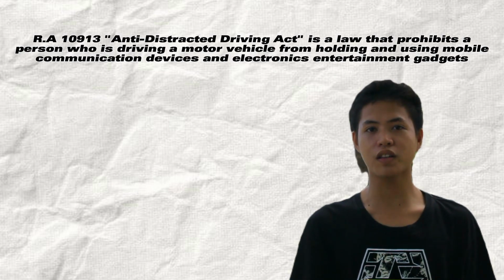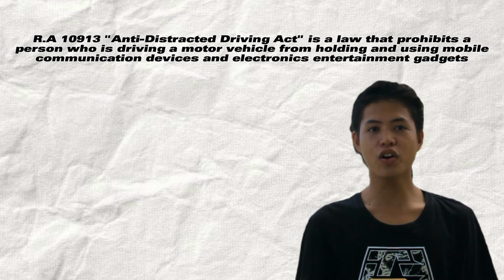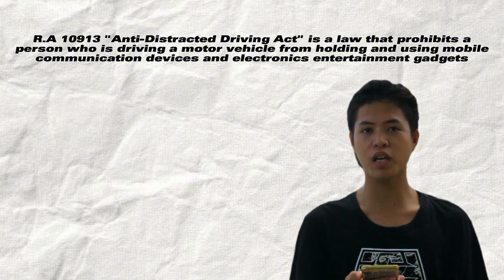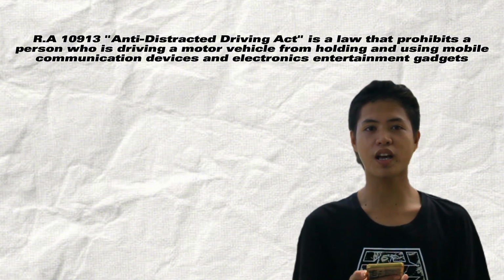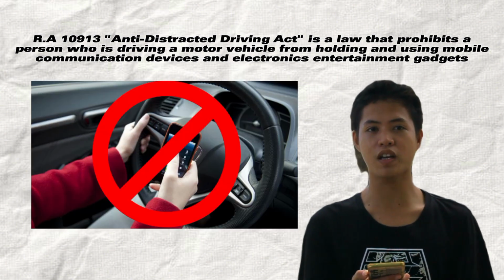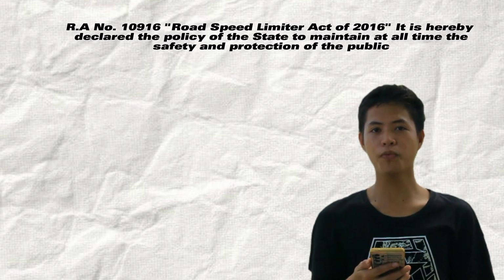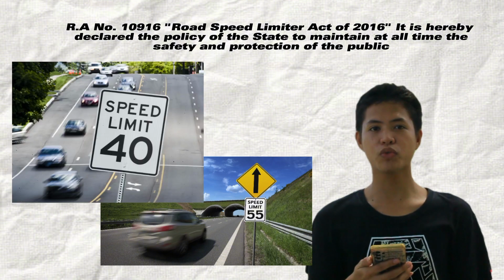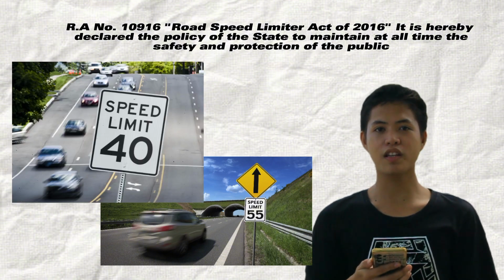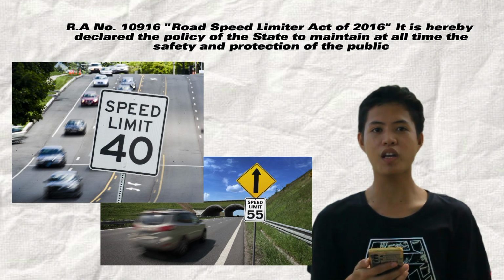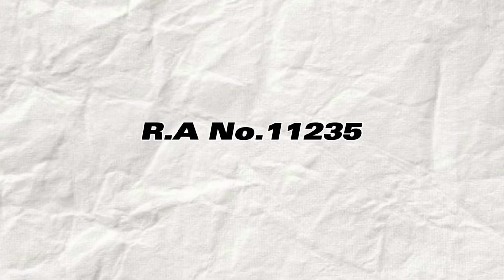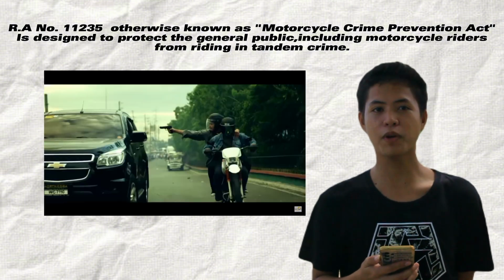Republic Act number 10913, the Anti-Distracted Driving Act. It is a law that prohibits a person who is driving a motor vehicle from holding and using a mobile communication device and electronic entertainment gadgets. Republic Act number 10916, the Road Speed Limiter Act of 2016. It is hereby declared the policy of the state to maintain at all times the safety and protection of the public. Republic Act 11235, otherwise known as the Motorcycle Crime Prevention Act.